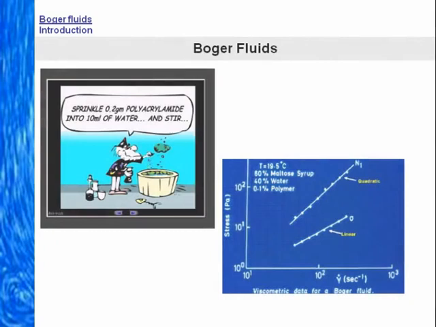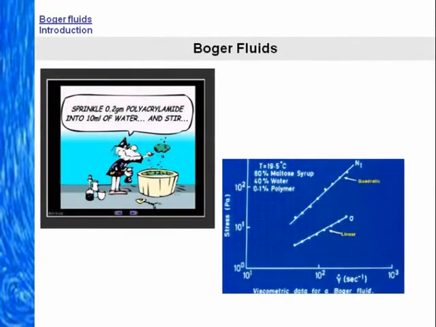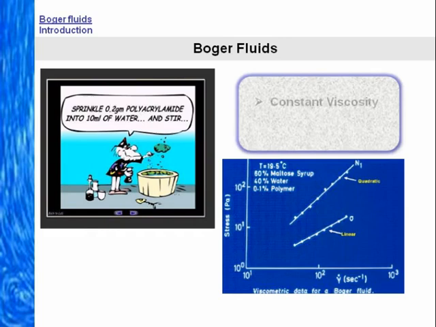Boger fluids usually consist of very dilute solutions of high molecular weight polymers in relatively viscous Newtonian solvents. They are characterized above all else by a constant viscosity over a reasonable range of shear rates, whilst at the same time being highly elastic.